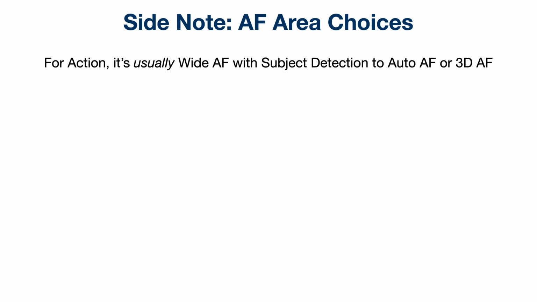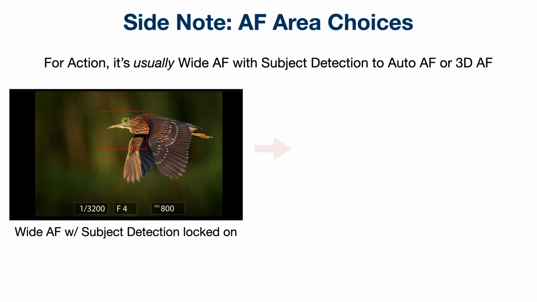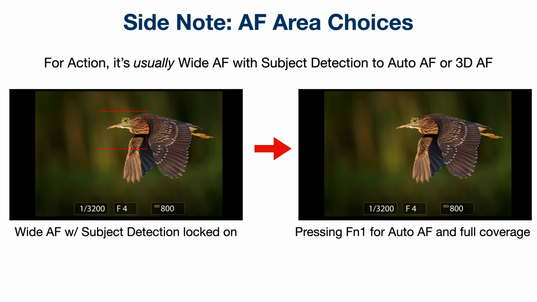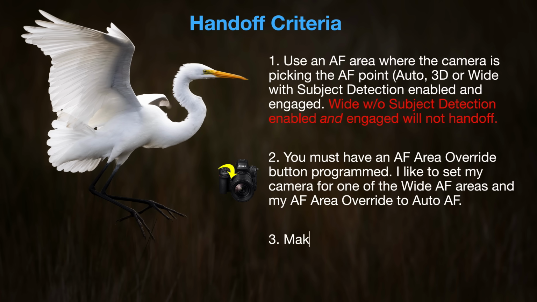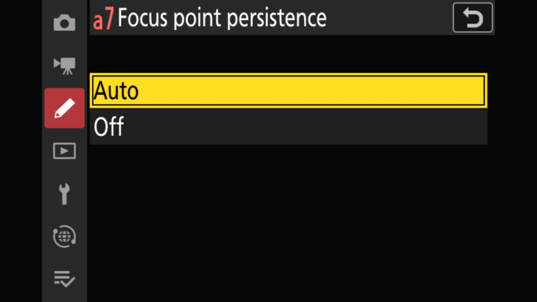Typically, when using handoffs, most wildlife photographers, and likely most action shooters, like to start in wide AF with subject detection, since it allows you to better pinpoint exactly where you want the camera's attention. Once wide AF is locked on and subject detection kicks in, that's when you can do a handoff to another AF area by pressing a button programmed for an AF area override. I tend to prefer auto AF for this, but 3D works well too. You also have to have focus point persistence enabled in the custom settings menu, and the good news is it's on by default. If it's off, so are the handoffs.